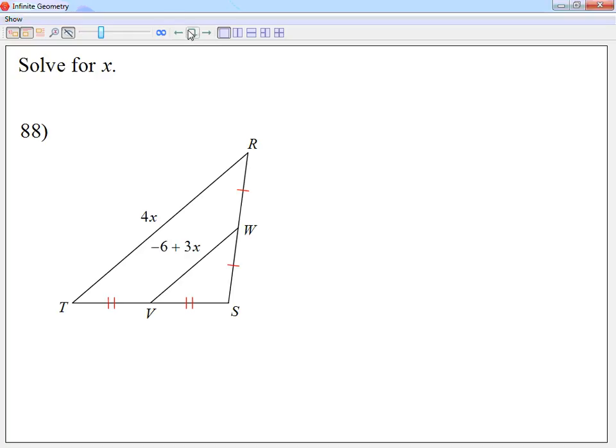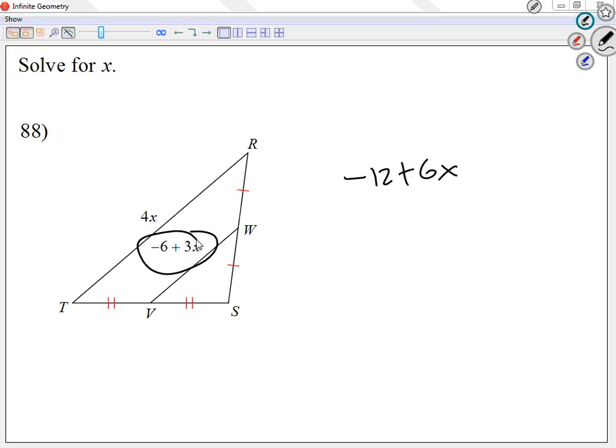Even if you have values, let me take a look at 88. So I skipped a few. Looking at 88, now we have to solve for the value of x. I'm going to say -12 plus 6x. Notice how I multiplied everything by 2 on the little one. So that's why I have -12 plus 6x. Like I said, I multiplied everything by 2 equals 4x. On the long one, don't multiply by 2, only the little one. So that's why I have the -12 plus 6x, right? Multiplied everything by 2. How'd you get 4x?